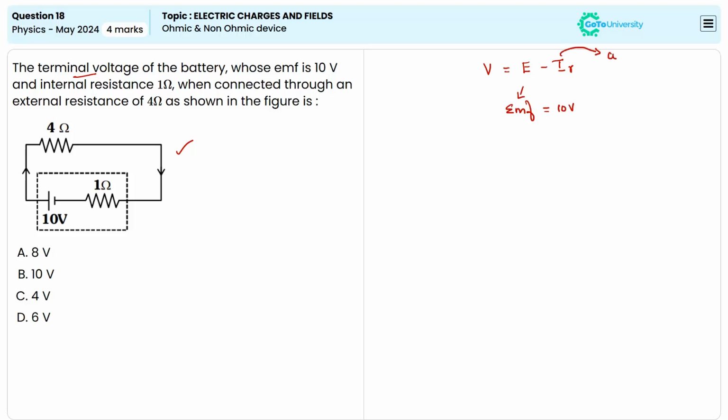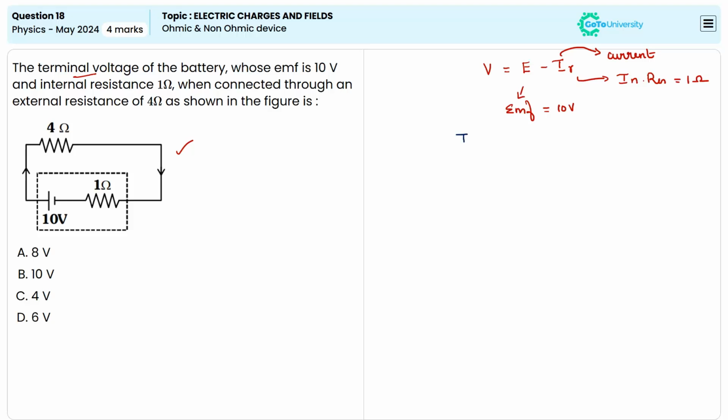Whereas I is representing the value of current through the circuit, but there is no detail about the current through the circuit, so we have to calculate that. Whereas R is representing the value of internal resistance, which is given as 1 ohm in the question. So first we can calculate the value of current.